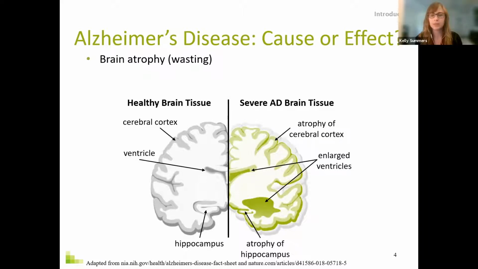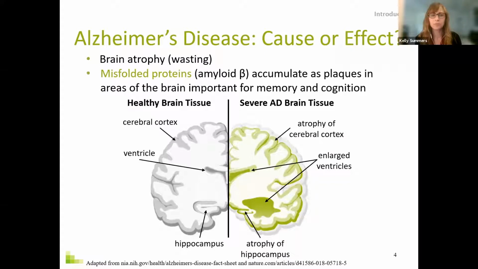On the right-hand side, you can see what happens to the brain in severe Alzheimer's disease. So you can kind of see the shadow of the healthy brain tissue behind, and then the Alzheimer's tissue is just colored green. And there's significant atrophy of the cerebral cortex as well as the hippocampus, and the ventricles are significantly enlarged. On a more microscopic scale, the misfolded proteins that I mentioned, like amyloid beta, actually accumulate as plaques in areas of the brain that are important for memory and cognition. So these include the hippocampus primarily.